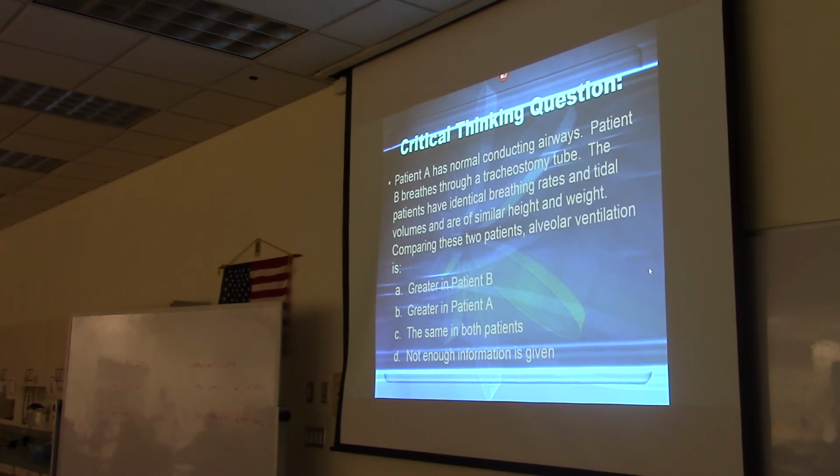All right, a critical thinking question. Patient A has normal conducting airways. Patient B breathes through a tracheostomy tube. The patients have identical breathing rates and tidal volumes and are of similar height and weight. Comparing these two patients, alveolar ventilation is, all right, let's see. So normal conducting airways, they're breathing through their mouth, right? They're not intubated, they don't have a tube in. And B has a tracheostomy tube.